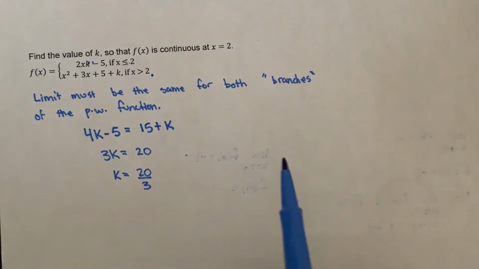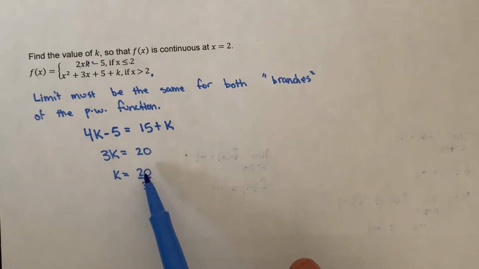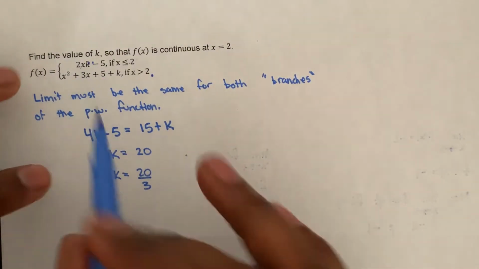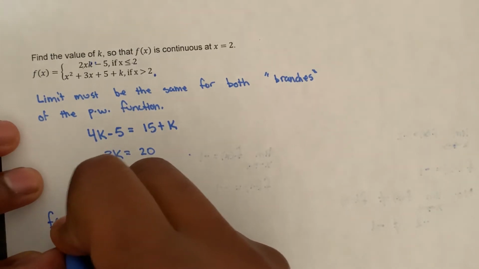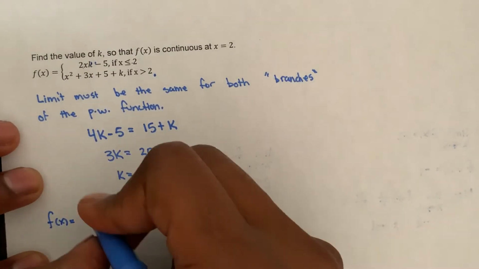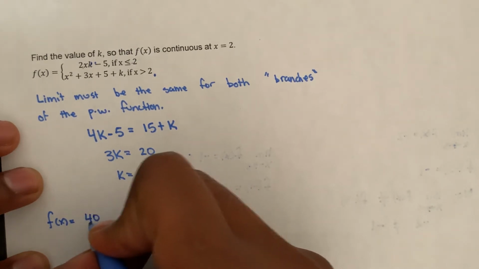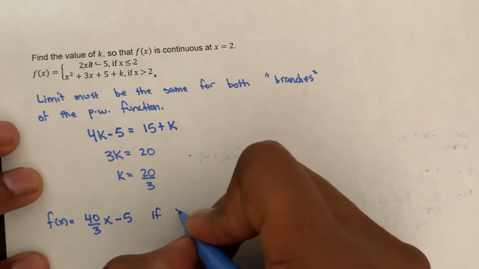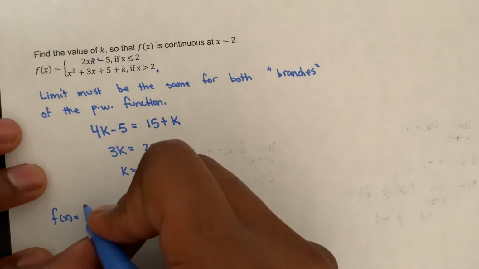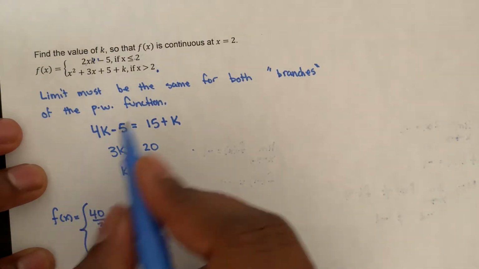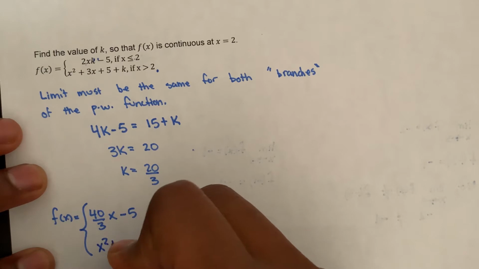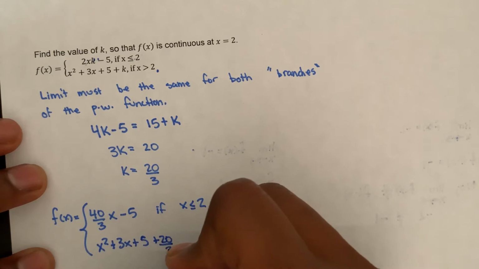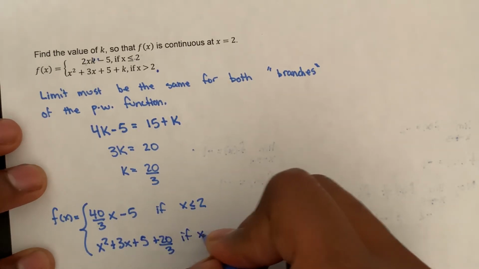Save your decimals, kids. We're just going to take this value of 20/3 and see if it actually works. So if k is 20/3, then f of x equals 40/3 x minus 5 if x is less than or equal to 2, and x squared plus 3x plus 5 plus 20/3 if x is greater than 2.